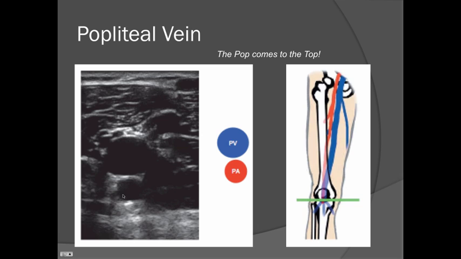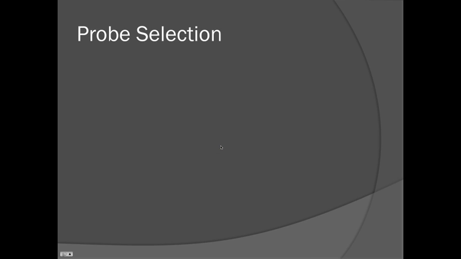And again, the popliteal artery will be pulsating, the vein will be compressible, or it should be compressible if there's no DVT present. And remember this little saying here, the pop comes to the top in the popliteal fossa. So your popliteal vein is going to be on top in this image when you're looking from the posterior aspect of the knee. So we'll talk a little bit about probe selection.